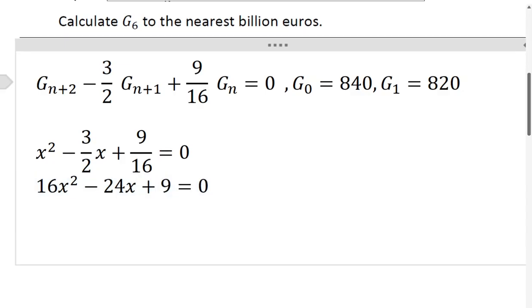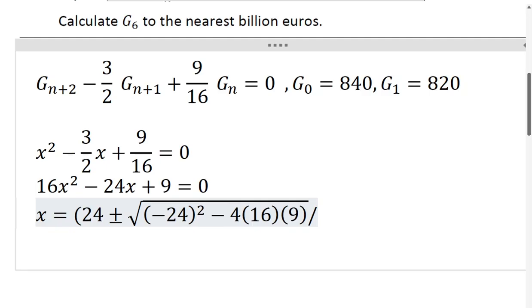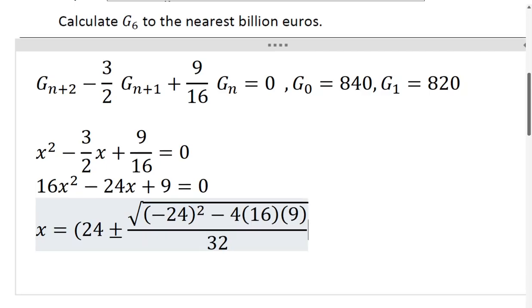I think I'm going to use the formula for that because I can't immediately see what the answer is. So x is going to be equal to minus b, so minus minus 24, so 24, plus or minus the square root of b squared minus 4ac, all over 2a, which is 32. Could do that bit in my head.